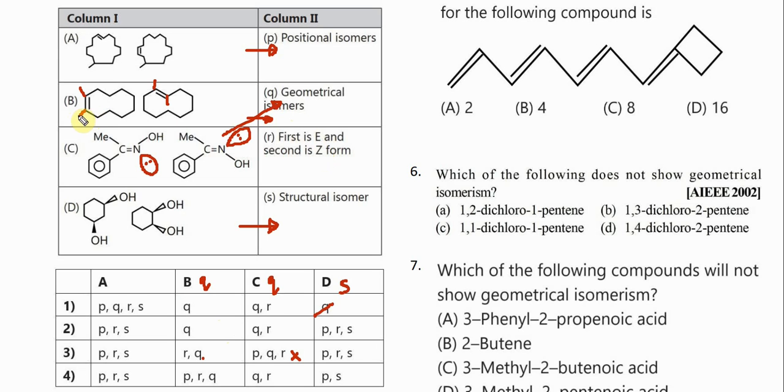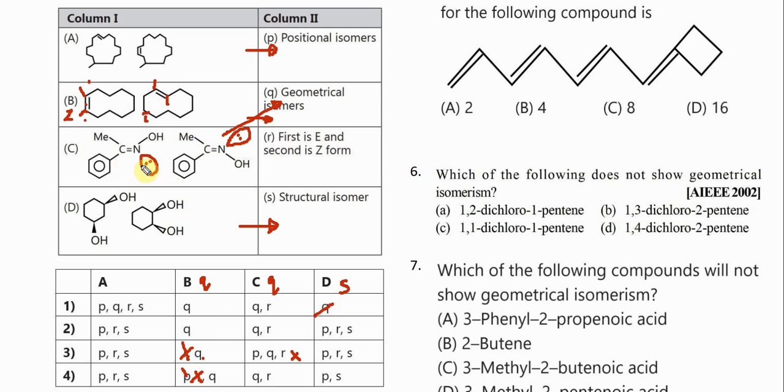So this one, for example, low priority groups are on the same side of the double bond, correct? This is the double bond, in the plane, both on the same side. So this is going to be Z form. So B is not R, correct? B is not R. And this is Z, this is E. So B is not R. This is wrong. This is wrong. So it could be one of these two.